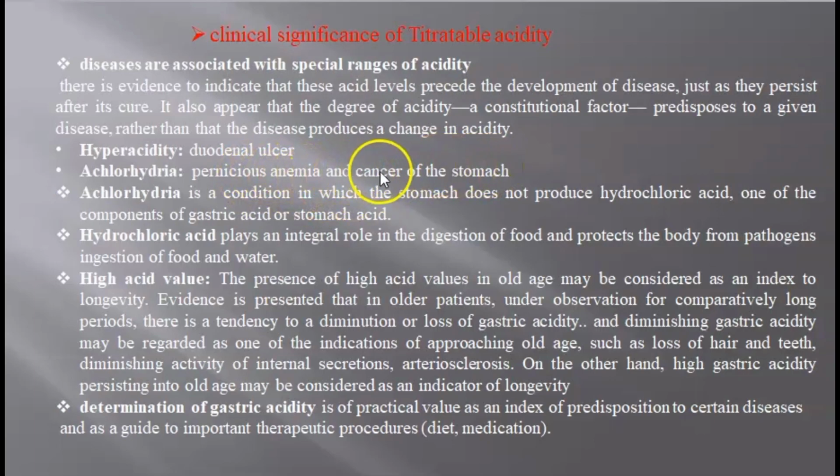Pernicious anemia and cancer of the stomach. Now, what we mean by achlorhydria is a condition in which the stomach does not produce hydrochloric acid. Ordinarily the body needs to be secreting and producing hydrochloric acid. But in a disease condition where the body is no longer able to produce its own hydrochloric acid, that is what we refer to as achlorhydria. And in such a condition, it will result in pernicious anemia or cancer of the stomach.